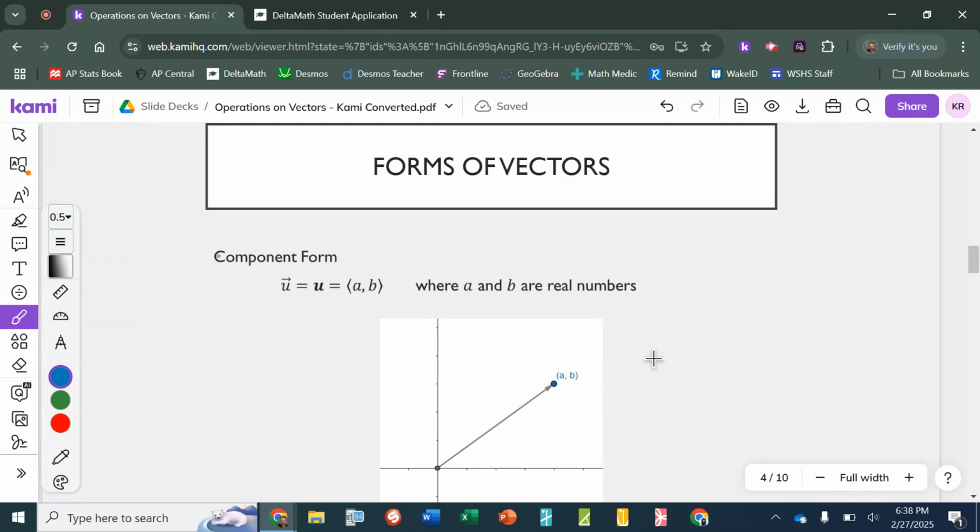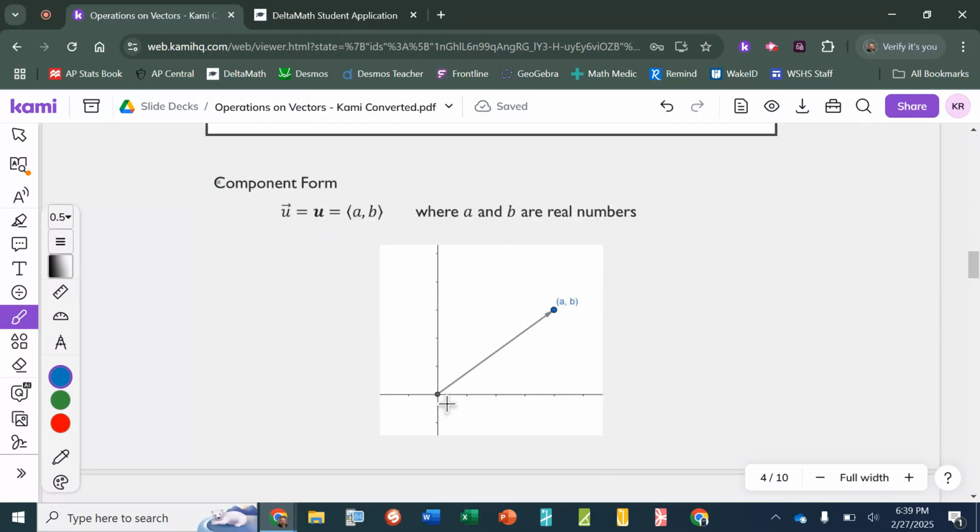So we have some forms of vectors. There's actually more than just this one, but for Math 4, we're only worried about the component form. And the way we'll represent the vector is you'll use a lowercase letter and you'll put a little arrow over it pointing to the right. Or if you're typing, you can just bold that lowercase letter.